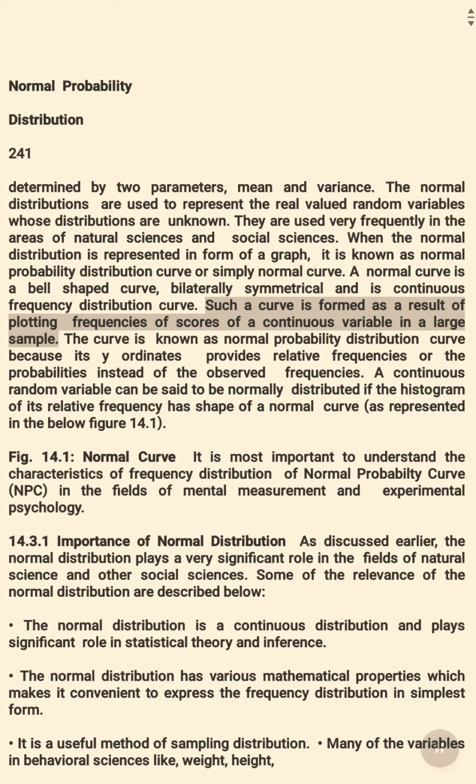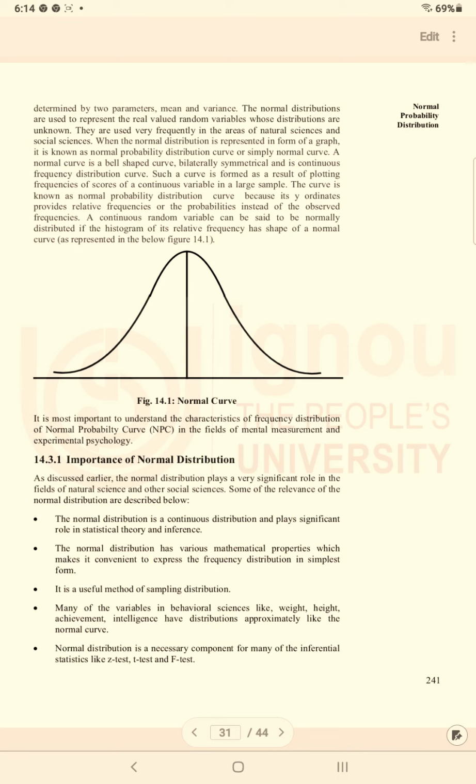Such a curve is formed as a result of plotting frequencies of scores of a continuous variable in a large sample. The curve is known as normal probability distribution curve because its y-ordinates provide relative frequencies or the probabilities instead of the observed frequencies. A continuous random variable can be said to be normally distributed if the histogram of its relative frequency has shape of a normal curve, as represented in the below figure 14.1. Normal curve. It is most important to understand the characteristics of frequency distribution of normal probability curve, NPC, in the fields of mental measurement and experimental psychology.